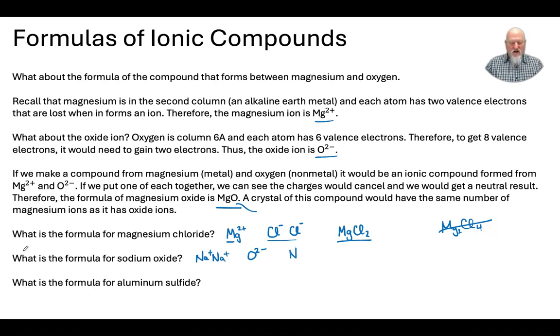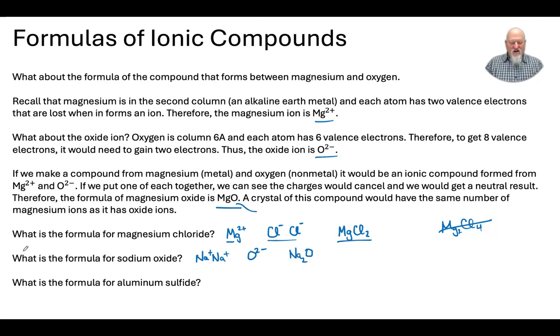So I would write that as Na subscript 2 O. Whatever's to the right of that element, or of the symbol, is how many of those there are. Okay? Na2O. For every 1 oxygen in these crystals, there are 2 sodium ions. Okay? What about aluminum sulfide?